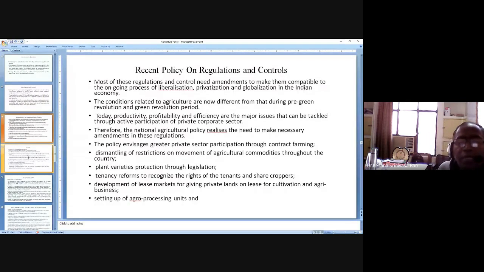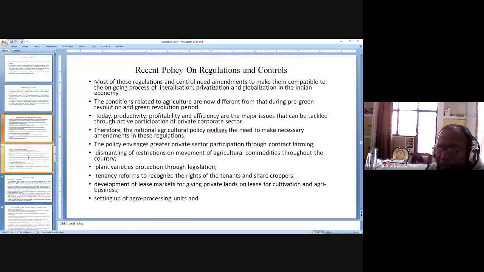Okay, the farmer is taking the lands of small and marginal farmers, and on the basis of a contract, they are doing the agriculture operations to get good results. Then dismantling of restrictions on movement of agricultural commodities throughout the country, plant varieties protection through legislation, and tenancy reforms to recognize the rights of the tenants and sharecroppers. To some extent the government is trying to implement these types of reforms, because whoever is cultivating the land, the rights and the income have to go to those who are cultivating that land.